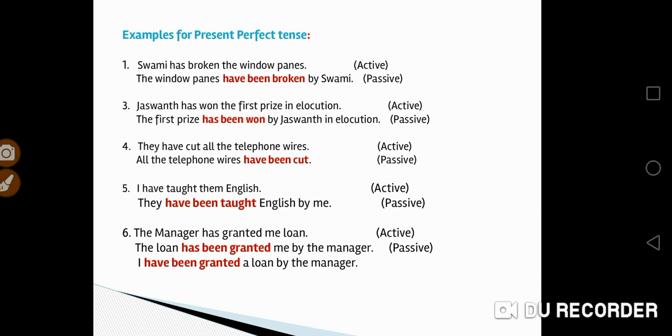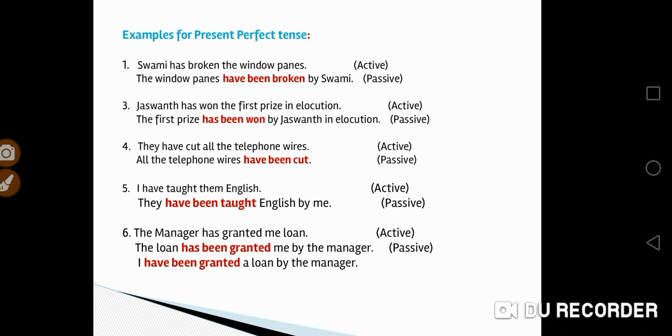Jaswant has won the first prize in elocution. The first prize has been won by Jaswant in elocution. Here, the subject, the first prize, is in singular, so we have used has been won. They have cut all the telephone wires. All the telephone wires have been cut.